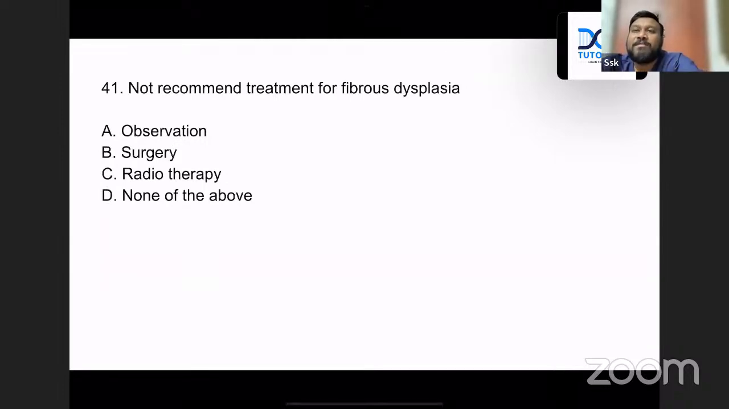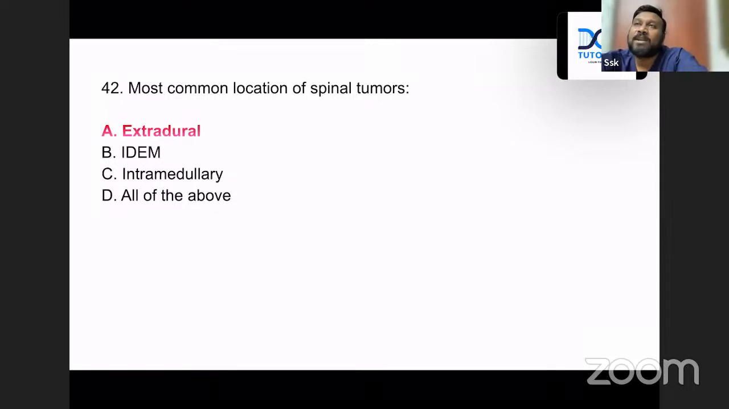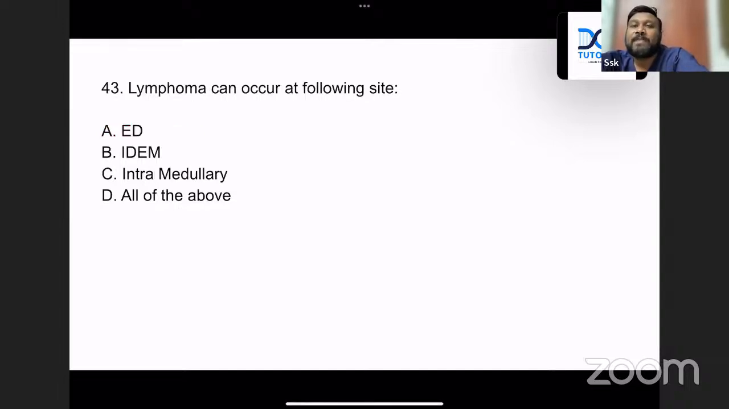Not recommended treatment for fibrous dysplasia. So what is not recommended is radiotherapy because it is very restrictive. It is not radiosensitive. Most common location of spinal tumors. So the answer is extradural. Why extradural? The question they are asking is essentially the most common spinal tumor. You have to remember the most common spinal tumor will always be metastasis. So metastasis is going to be extradural.